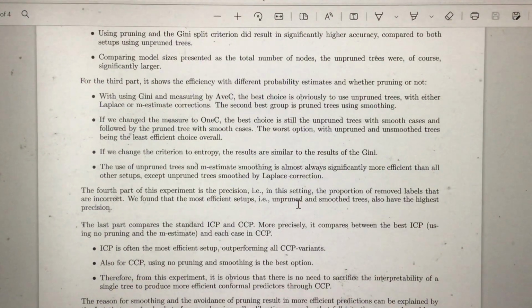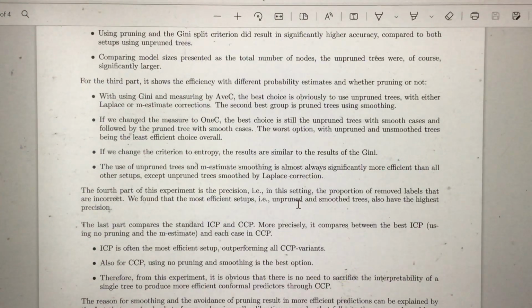And the second one, if we change the measure to OneC, so from average C to OneC. So the best tree is still the unpruned trees with smooth cases, then followed by the pruned trees with smooth cases. So, and the worst option, unpruned and unsmooth trees, is the least efficient choice overall. So this is a similar result with the first one, right? Also, if we change the situation to entropy, the result is similar to the result of Gini.